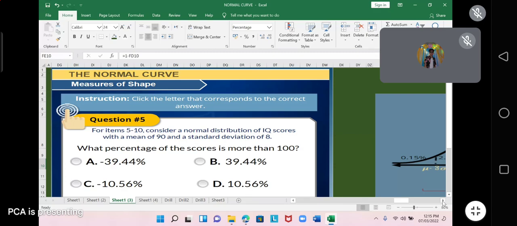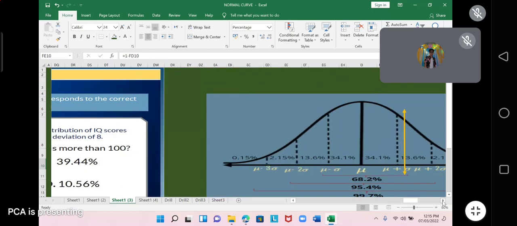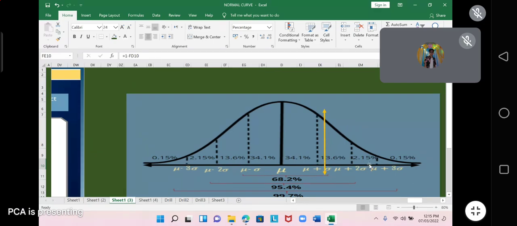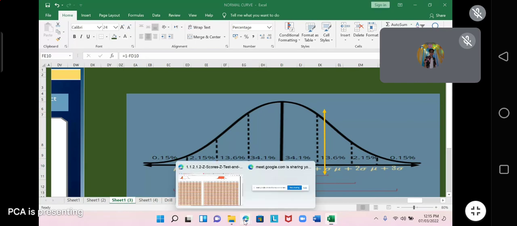Why? That is pertaining to the right side of the curve. This one. Why? Because of course, no? Over 100 is here. Less than 100 is here. Did you get that? Thumbs up.